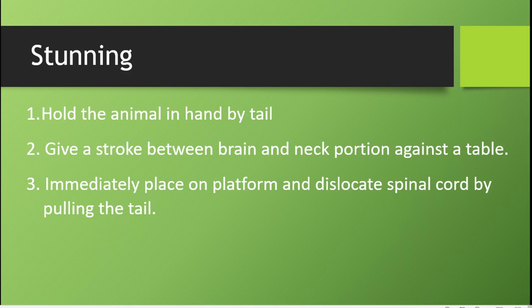This method is usually adopted for tailed animals, but nowadays we do not use all these methods. We use the chemical method of anesthesia by giving drugs like barbiturates and chloralose to produce anesthesia in animals.